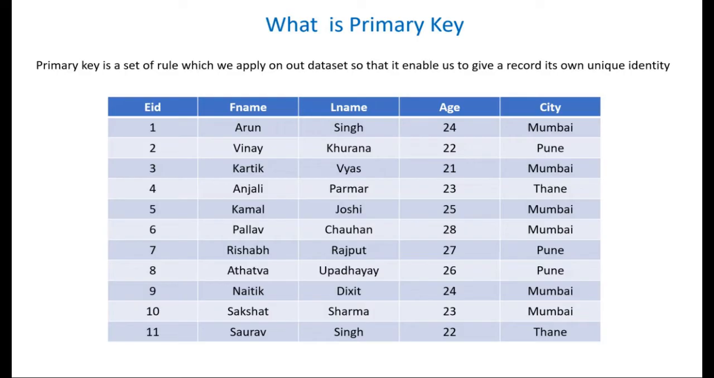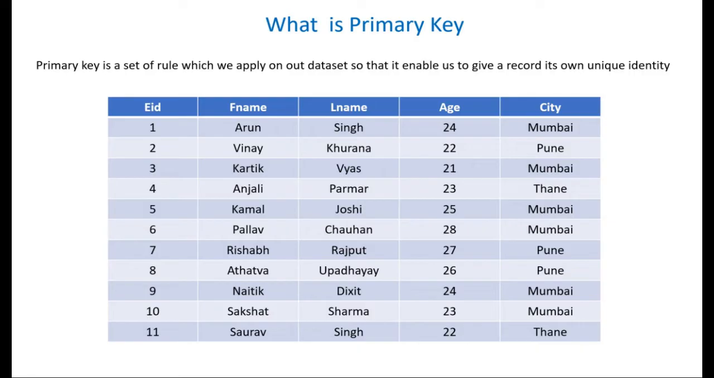But if I want to identify one particular person, like Arun Singh, 24, Mumbai, I have assigned one value, EID, which is acting as a primary key, unique to this record. When I type or search for record number 1, the details of Arun Singh, 24, Mumbai appear on my screen. So the primary key is exactly a key which helps our data set identify a particular record and the details of the record stored in that table. So it gives a record a unique identity.